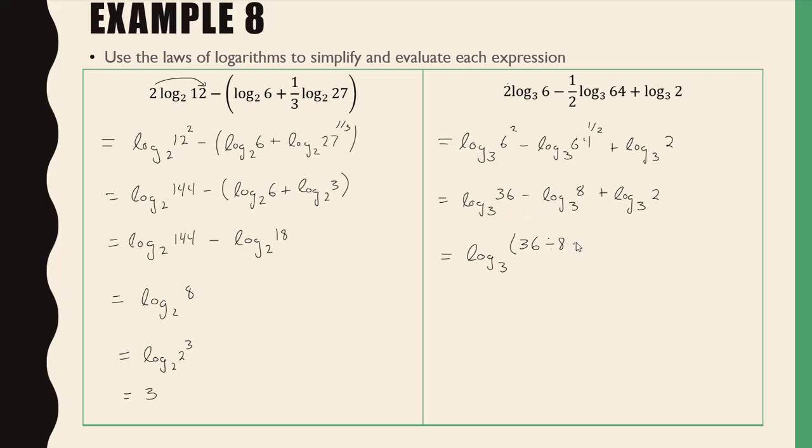Now in this case, I don't need brackets here, because this is always going to be evaluated left to right. So 36 divided by 8 times 2 is 9. So we get log base 3 of 9. And 9 can be rewritten as a base of 3. So I get log base 3 of 3 squared. So therefore our answer is going to be 2.